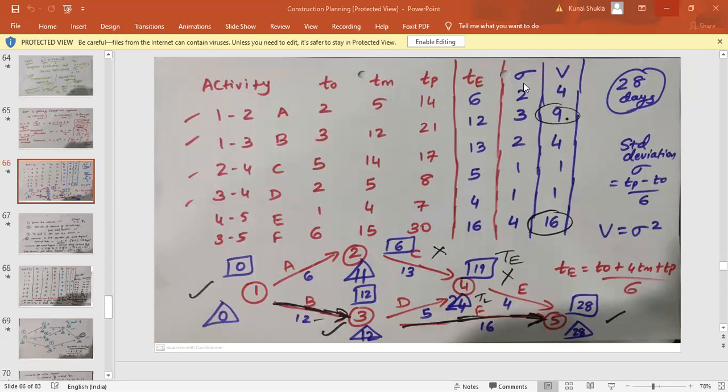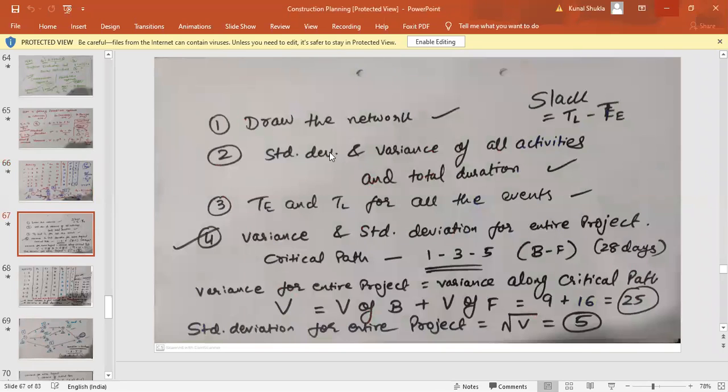Okay. Now the next part is, let's just check whether we have calculated all or not. So draw the network, we have done. Standard deviation and variance and total duration also we have found out. Square bracket and triangle bracket for all the events also we have found out. This is remaining, variance and standard deviation for the entire project.